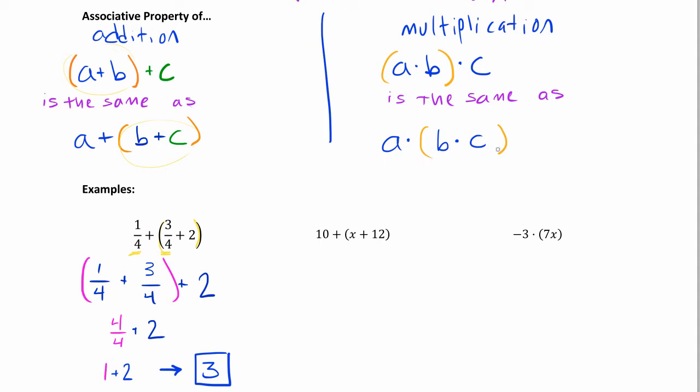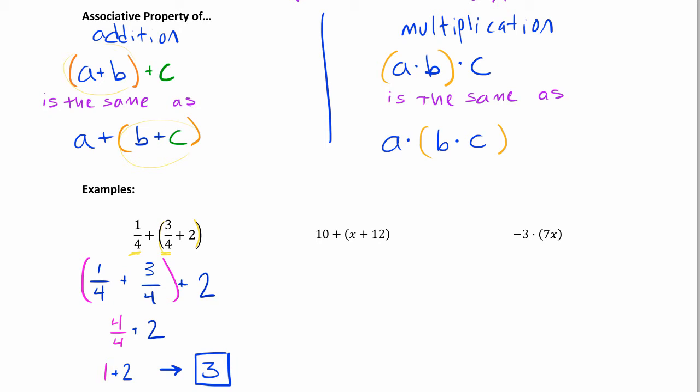So the commutative property lets you switch things around in the order, and the associative property lets you attack things in a different order. Here's an example of using a few of these properties at the same time. First of all, looking at this, I don't know what x plus 12 is. We'll talk in chapter 2 about like terms, but these are not like terms, so I can't just put those together.